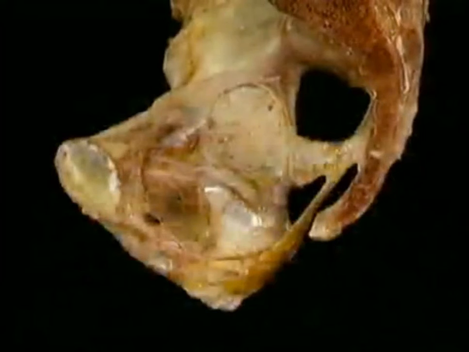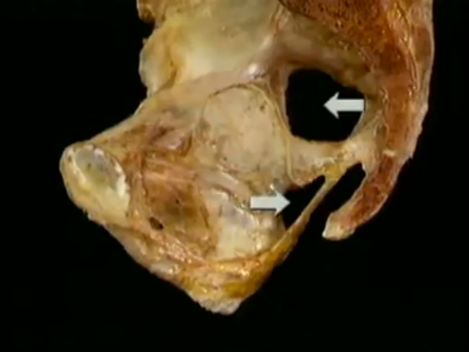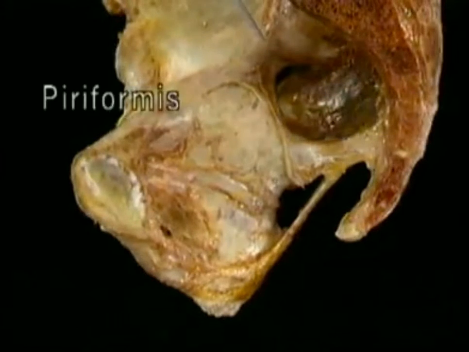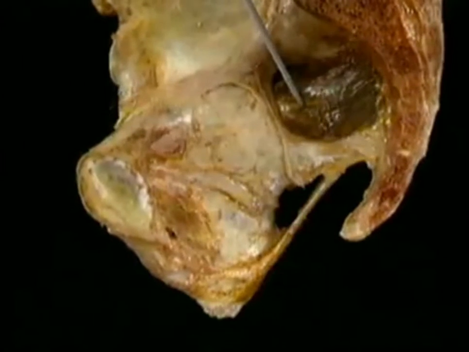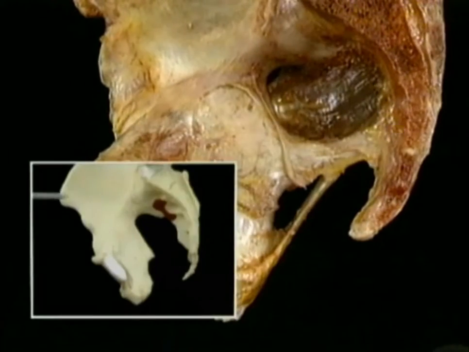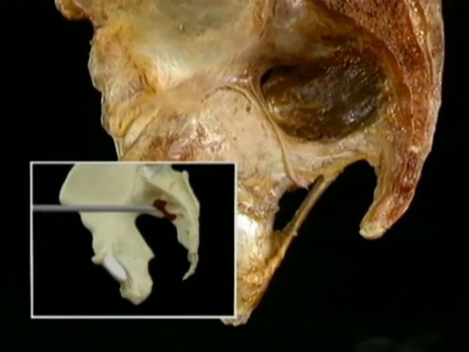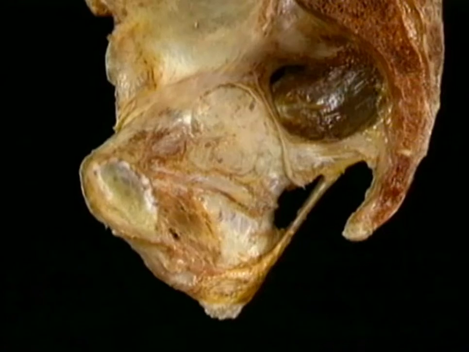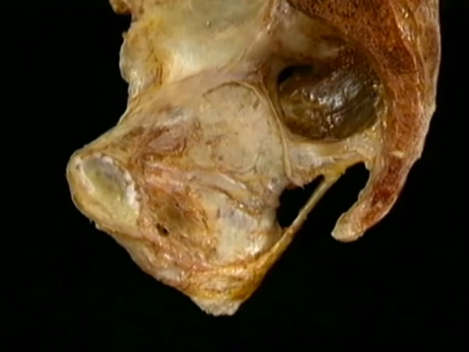Piriformis and obturator internus are both hip rotator muscles which arise within the pelvis and pass outward through the sciatic foramina. Here's piriformis. Piriformis arises from here on the sacrum. It passes laterally and leaves the pelvis through the greater sciatic foramen. We'll see where it goes in a minute.